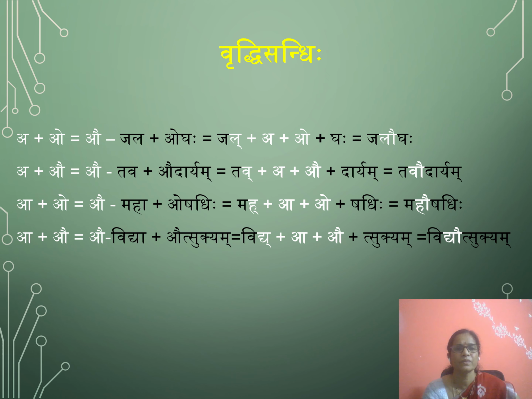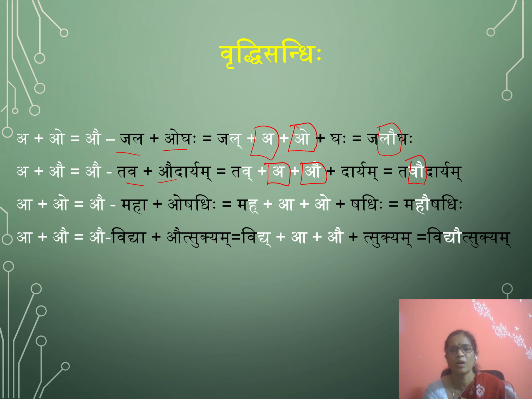Now examples with O and Au. So A plus O. Jala plus oghaha. In this first word's last letter A, second word's first letter O. A plus O, Aughaha. Jalaughaha. Again tava. In that last letter A. Audaryam, first letter Au. Then A plus Au.